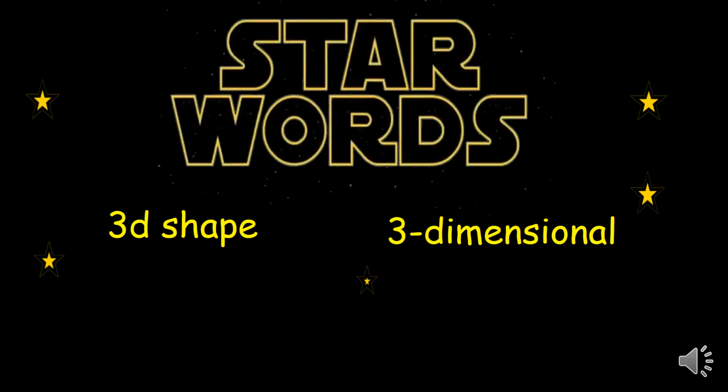Our first star word is 3D shape, and that's our topic for this week. We also have the phrase three-dimensional. We're going to find out what this means in a minute. So last week we were exploring 2D shapes and the properties of 2D shapes. This week we're exploring 3D shapes. What is a 3D shape? Have you heard of this before?